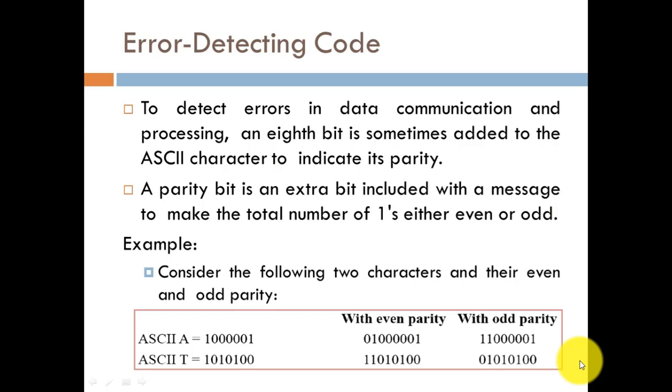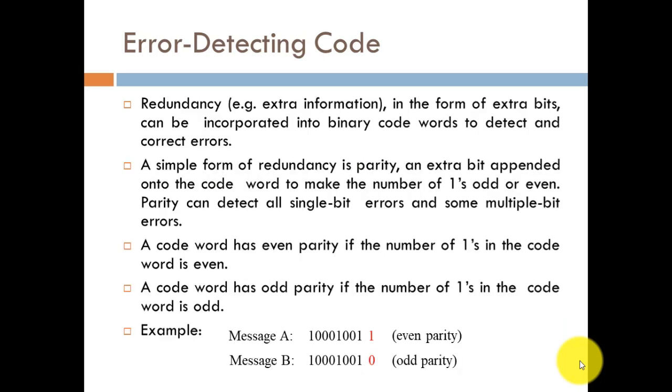So this is how we are going to make it with even parity, and if we have to add odd parity, then we have to add this 0, so that the total number of ones turns out to be odd. So this is how we are going to construct even parity and odd parity.